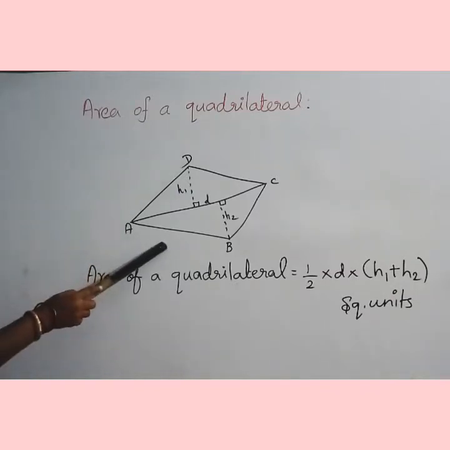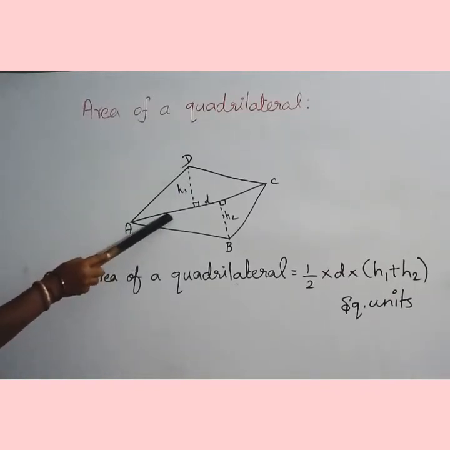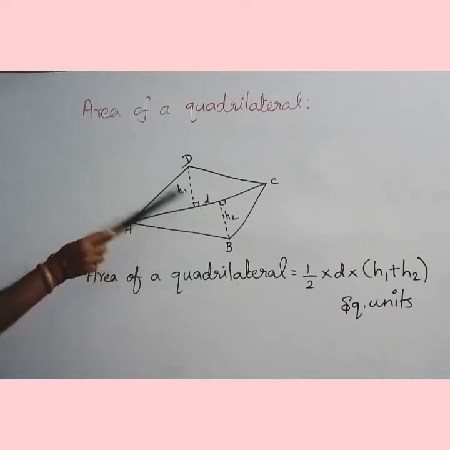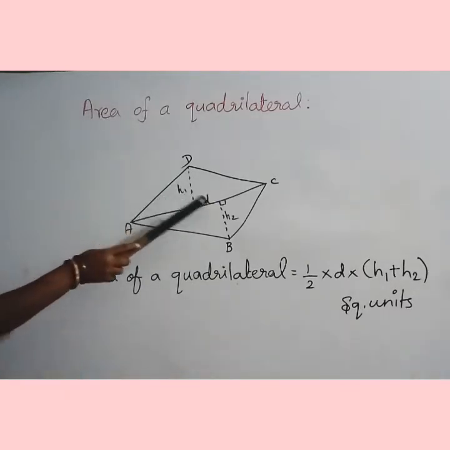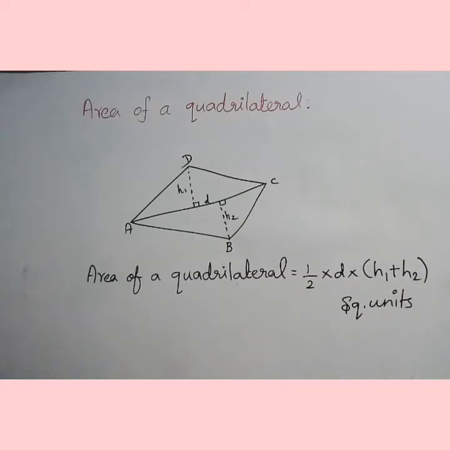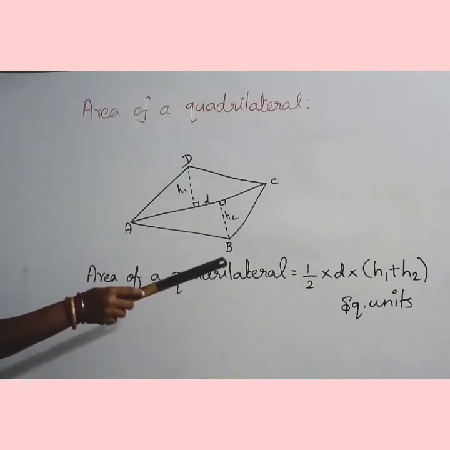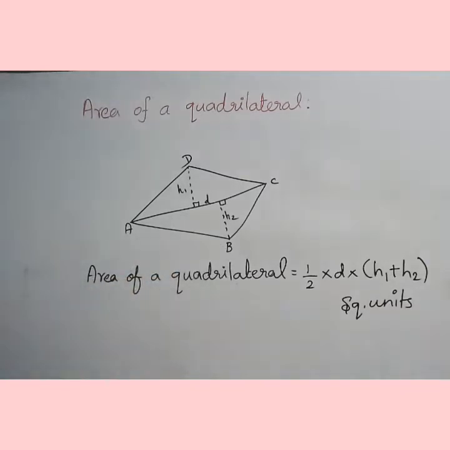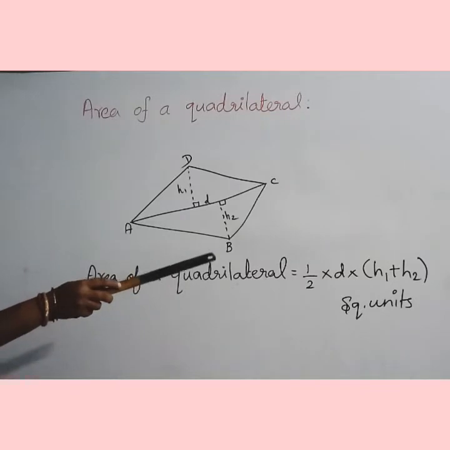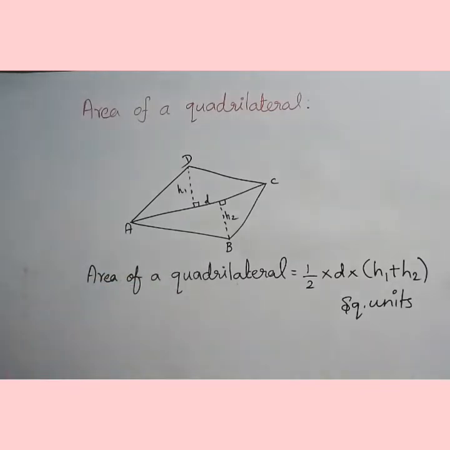Look at the diagram. d represents the diagonal of a quadrilateral. h1 and h2 represent the heights of a quadrilateral. Area of a quadrilateral equals half into diagonal into (height 1 plus height 2) square units. Clear? Area of a quadrilateral equals half into d into (height 1 plus height 2) square units.